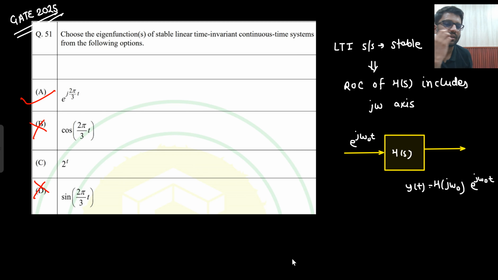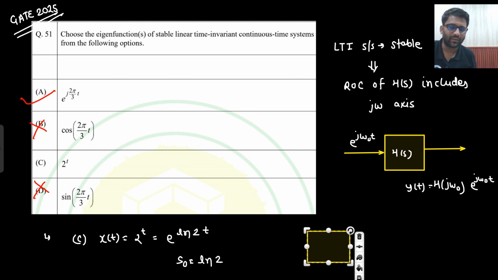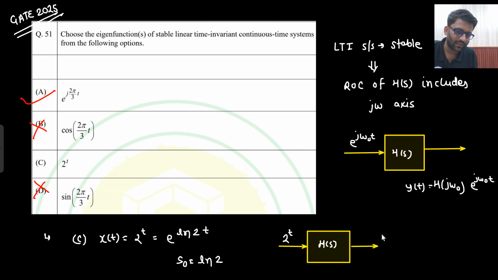Now the discussion will be around 2 to the power t. So let's take x(t) equals 2 to the power t, which I told you can be written in this form. Here, what is the s naught value? ln2. So if I apply 2 to the power t as my input, what would be the output? This is your H(s), so the output will be H(ln2) times 2 to the power t.